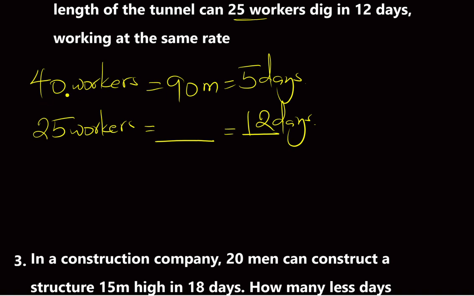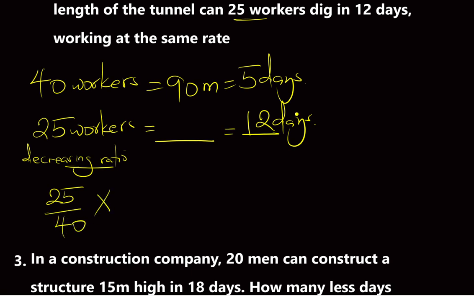Let's reason out now. As usual, we compare the number of workers and the meters to be constructed, then later on the days and the meters to be constructed. So let's begin. If 40 workers can construct 90 meters, what about 25 workers? The workers have been reduced, so they will definitely construct less meters. We are going to have decreasing ratio. So we are going to have the smaller value at the top, 25 over 40.